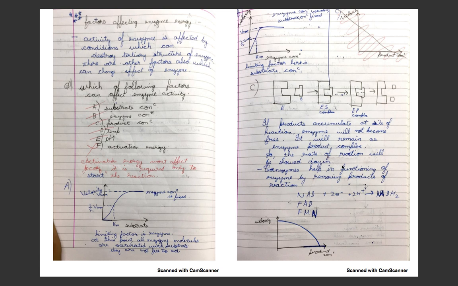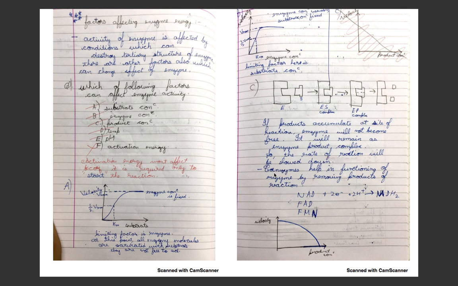So the rate of reaction will slow down, because it now needs to gain more substrate, but then it is formed in the third stage, that is the enzyme-product complex. So then this reaction will slow down.